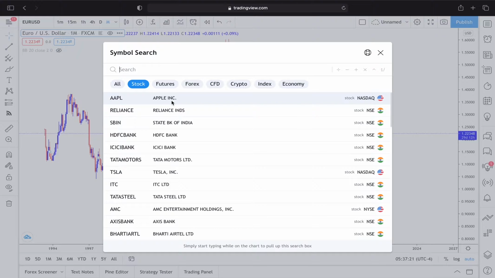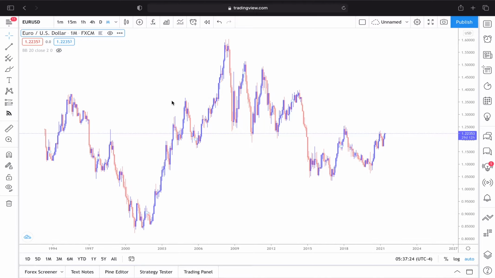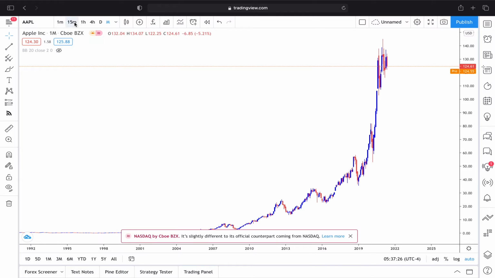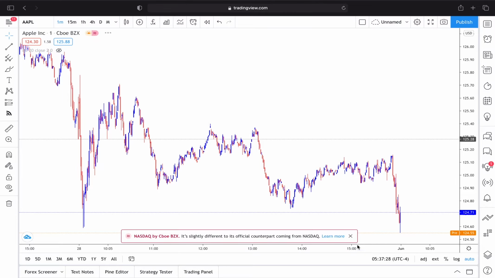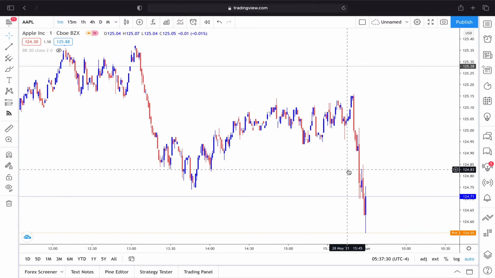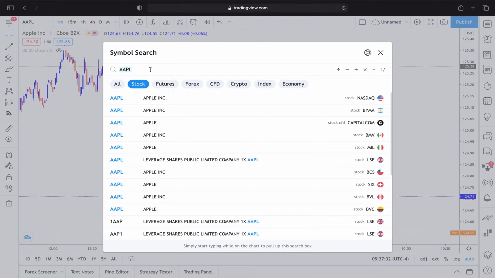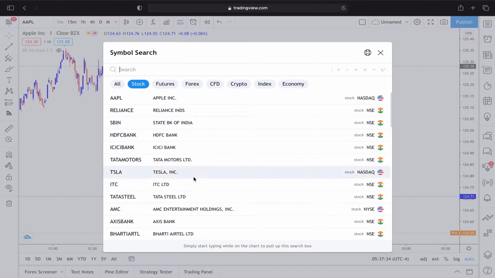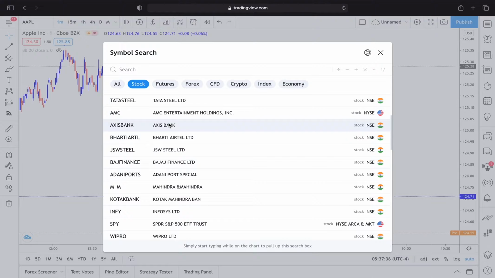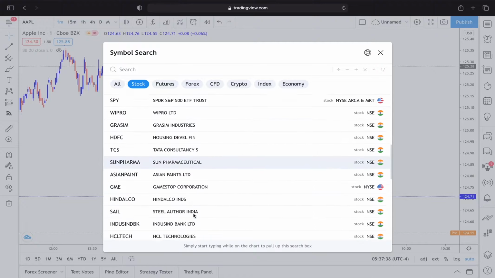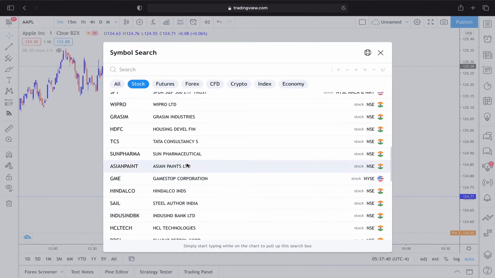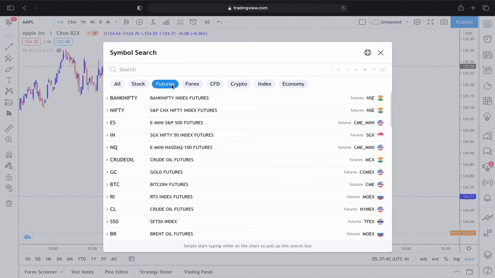So when it comes down to this, let me show you. If you wanted to trade, look at the Apple stock, just simply click on it, go on the 1 minute time frame, and it shows you stocks for Apple. It shows you Tesla, AMC, GameStop, which was a big hype a few months ago. A lot of people made money on that.